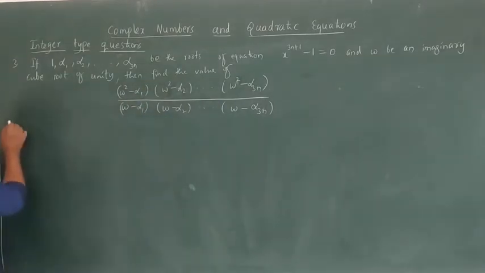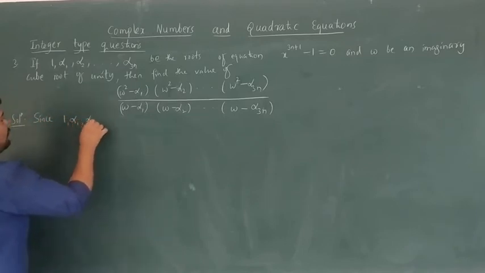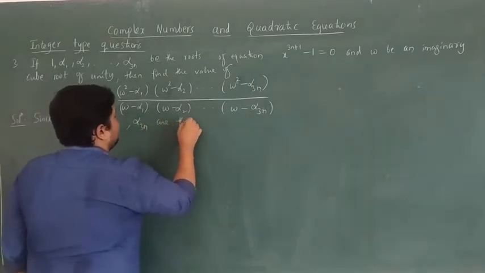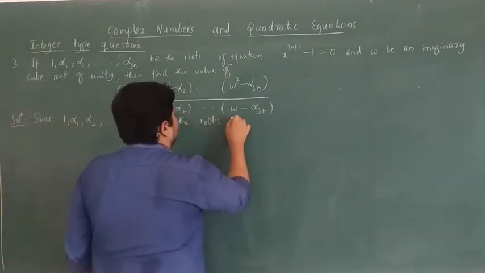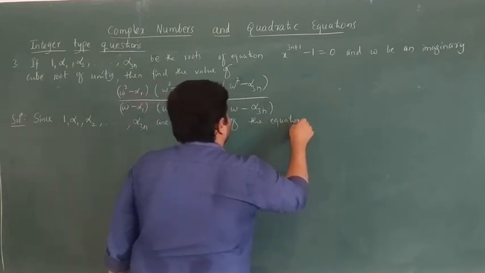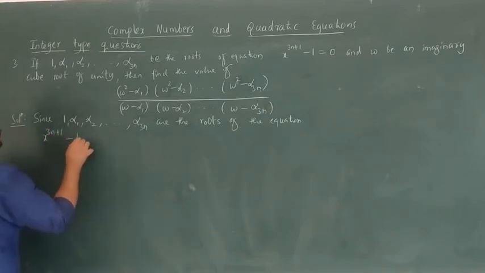Now, let me try to solve this particular problem. Since 1, alpha 1, alpha 2 and so on up to alpha 3n are the roots of the equation, which equation? That is x power 3n plus 1 minus 1 is equal to 0.